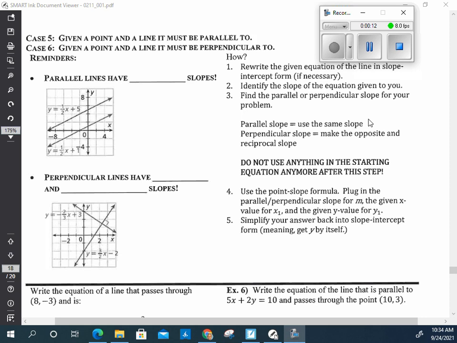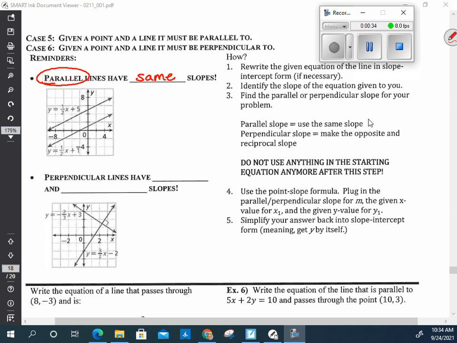As promised, this is the video recording for the last part of writing equations of lines. These equations of lines are for parallel and perpendicular lines. To start off, we have to review the concept of parallel and perpendicular lines as it relates to slope. If you have parallel lines, remember the slopes of both lines have to be the same.